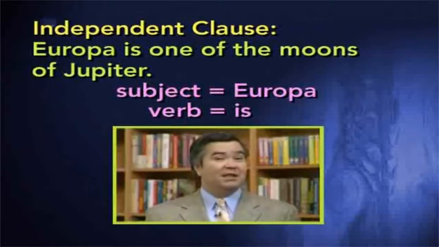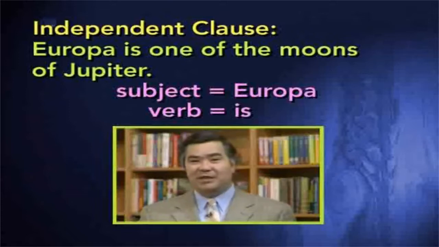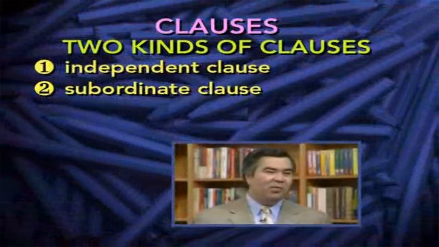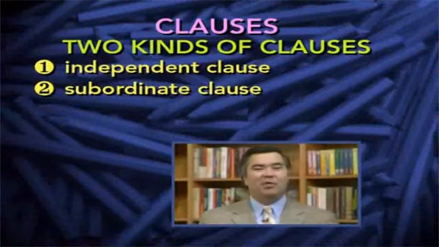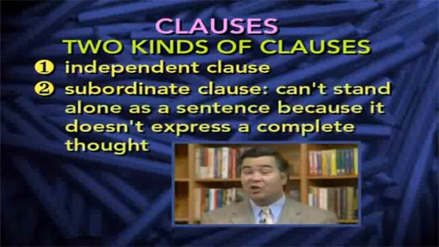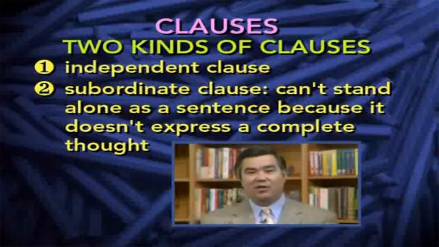It's also a sentence because this happens to be an independent clause, a clause that is able to stand alone as a sentence because it expresses a complete thought. Well, if an independent clause can stand alone as a sentence, what do you call a clause that cannot stand alone as a sentence? The answer is a subordinate clause. The word subordinate means following or less important than, and this describes what these clauses are like. A subordinate clause can't stand alone as a sentence because it doesn't express a complete thought.